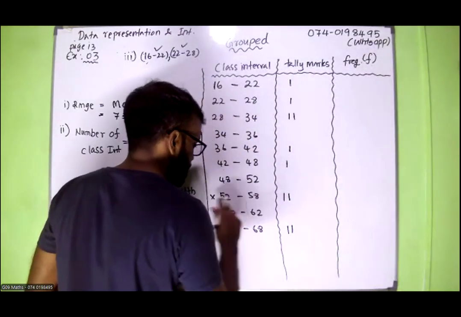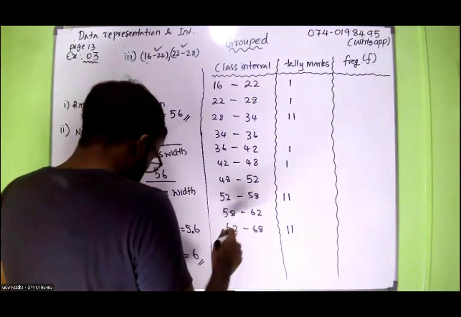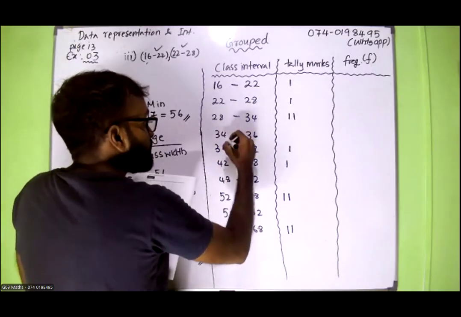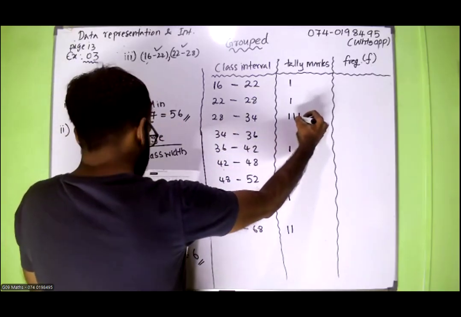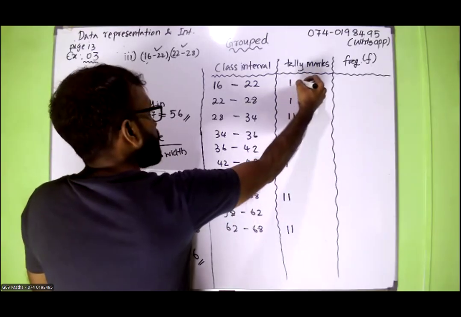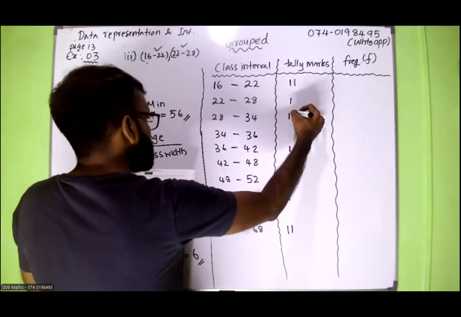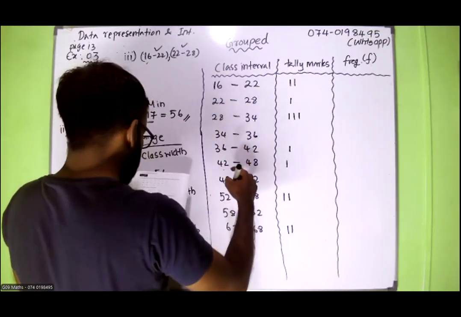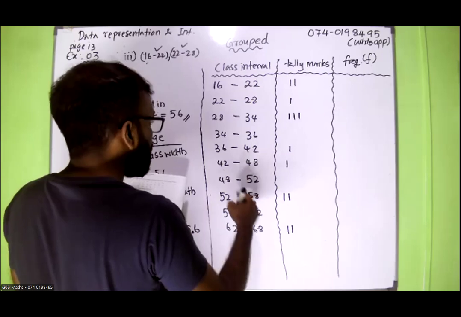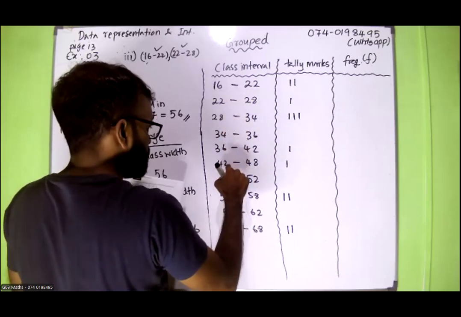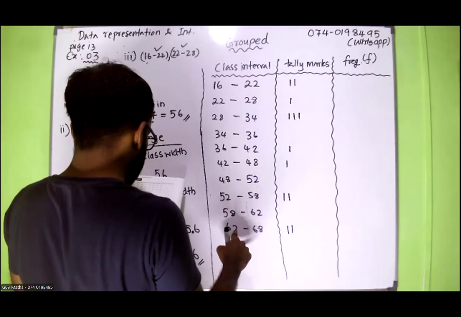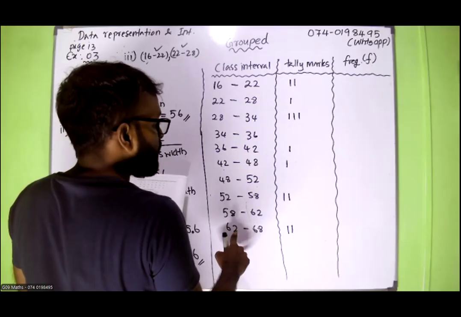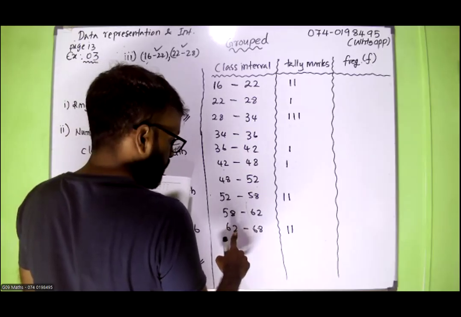58, 33, 33, this one. 20, maybe. Then 73. 1, 2, 3, 4, 5, 6, 7, 8, 9, 10. So, did I miss anything? Good.